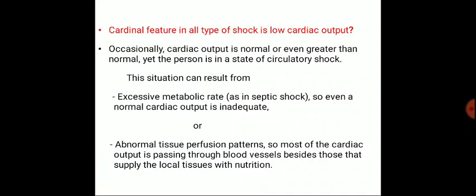Now, the cardinal feature in all shock is the low cardiac output. Occasionally, cardiac output is normal or even greater than normal, yet the person is in a state of circulatory shock. This situation can result from excessive metabolic rate, as in septic shock, so even a normal cardiac output is inadequate, or abnormal tissue perfusion patterns, so most of the cardiac output is passing through blood vessels other than those that supply the local tissue with nutrition.